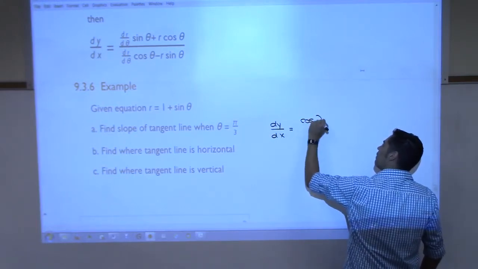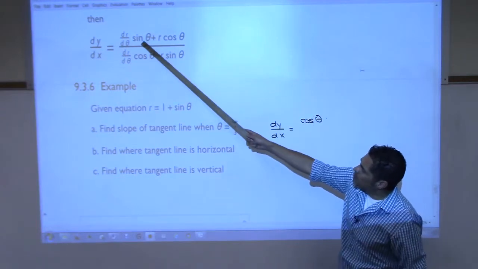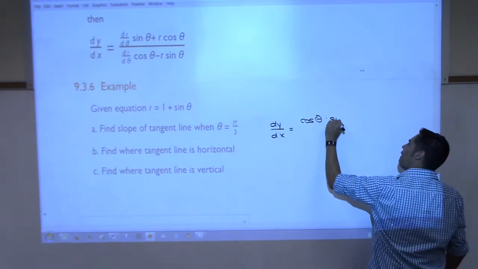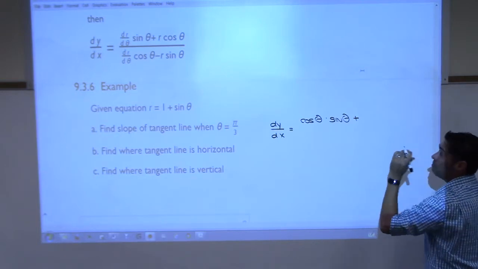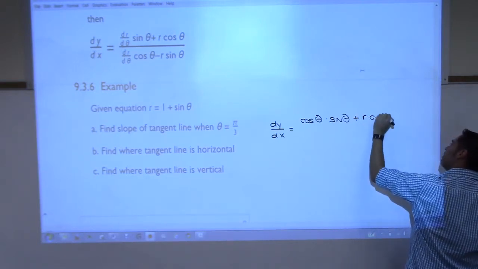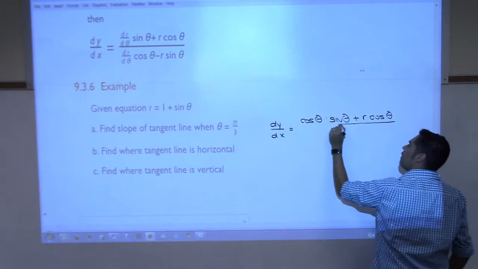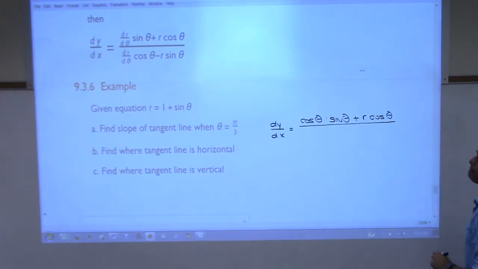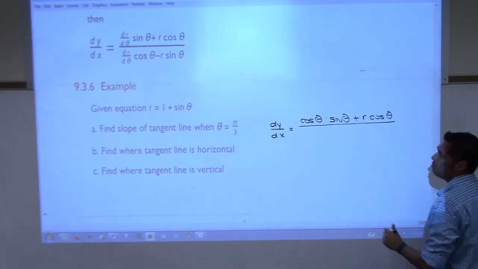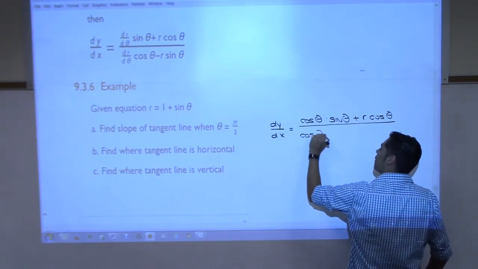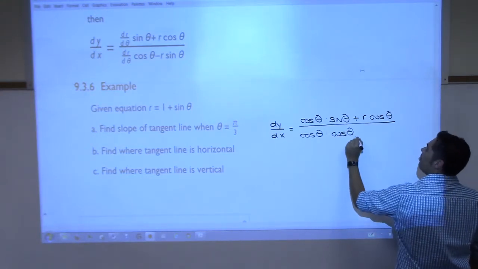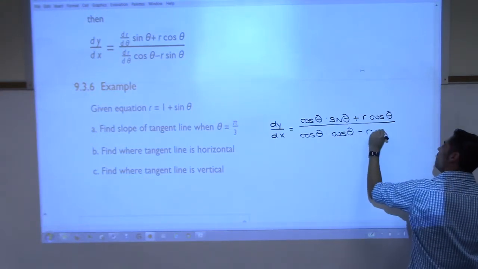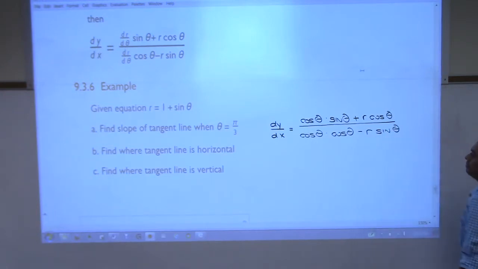Cosine theta times sine theta plus r cosine theta, over dr d theta, which was cosine theta, times cosine theta would be cosine squared, and then minus r, and then sine theta. Right?